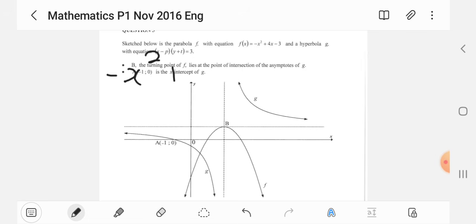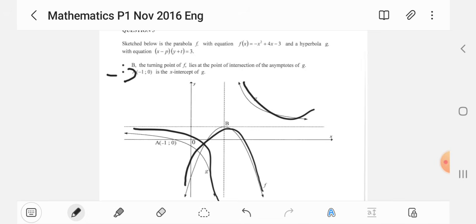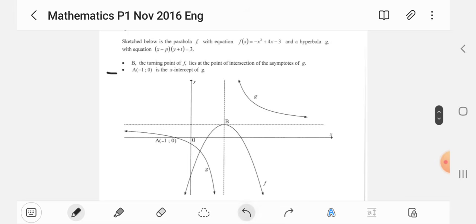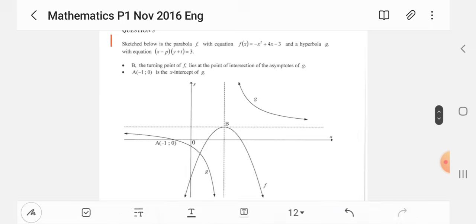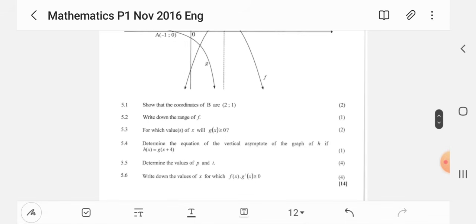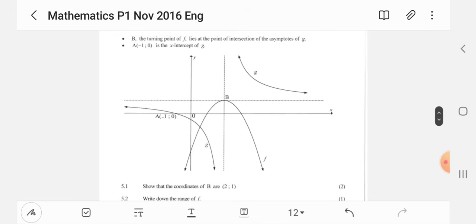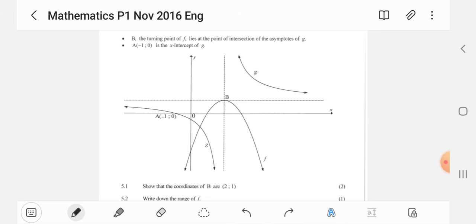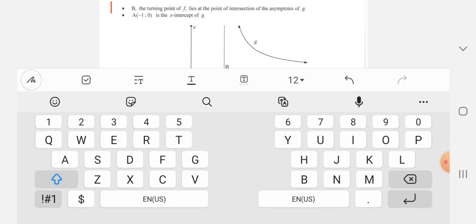-x² plus 4x minus 3. That is a parabola. So this is a parabola. This is a hyperbola. Okay. When you see anything like this, just know it's a parabola. And then let's see what they want. Show the coordinates of B are 2 and 0. Where is B? There. And what is that? Is the turning point of the parabola.